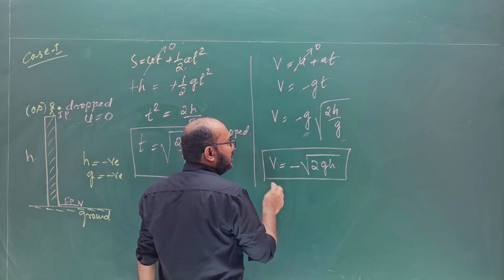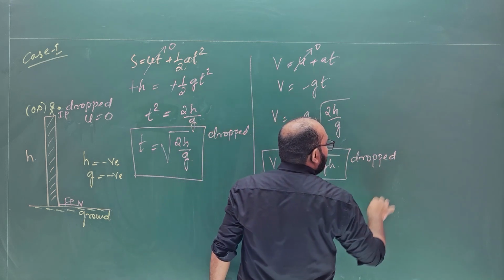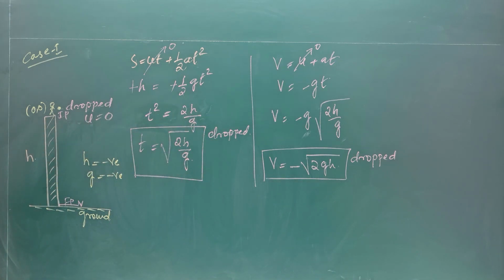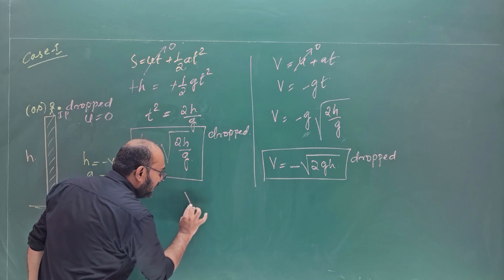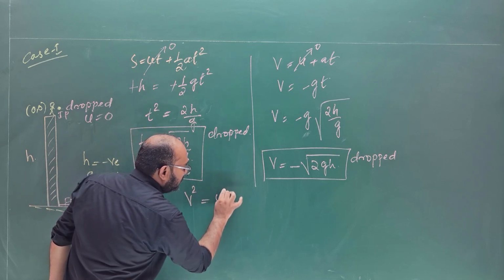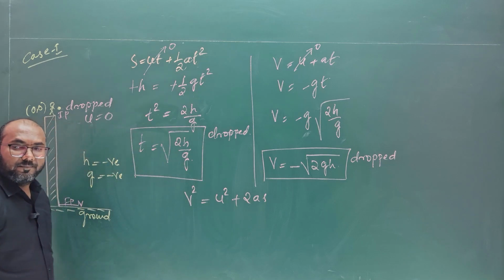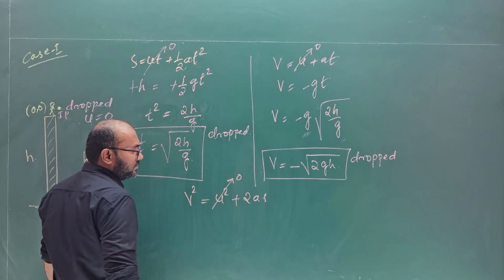And this is the velocity. Again, it is only applicable when the object has initial velocity 0. Now, if I want to calculate the velocity using another equation, we can also use v square is equal to u square plus 2as. We have a third equation now. So if initial velocity is 0, then can I substitute like this?